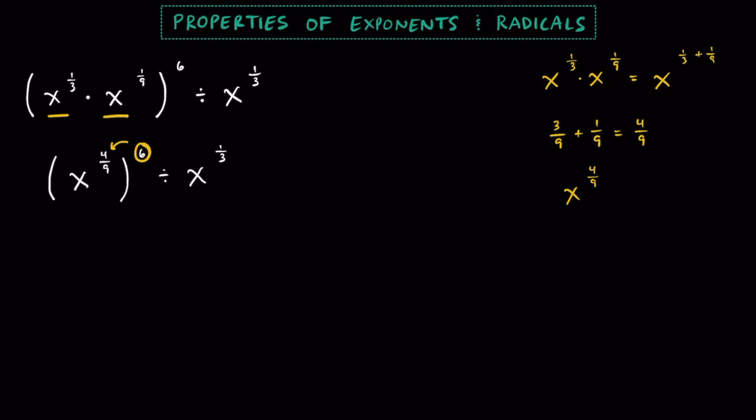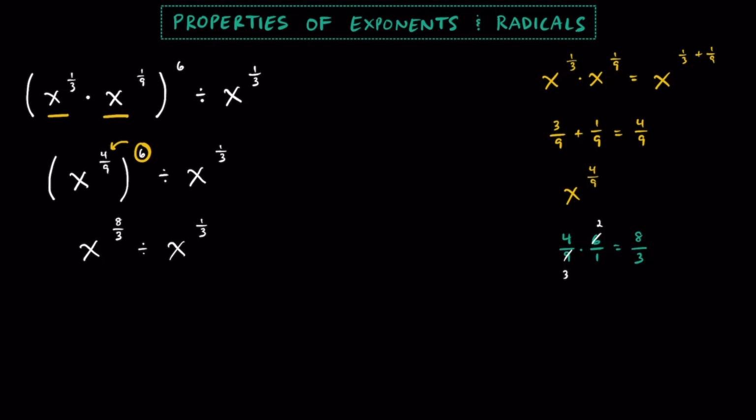We have to multiply those exponents together though, right? So we have to multiply this 4/9 right here by that 6. I'm going to use green here, so I'm going to take that 4/9 and multiply it by 6, which is really 6/1. We can cross cancel the 6 and 9, dividing them both by 3. So that would be 3, that would be 2. And if you multiply here, 4 times 2 is 8, and then 3 times 1 on the bottom is 3. So this whole thing is going to be x to the 8/3 power. And then we're dividing by this x to the 1/3 power.